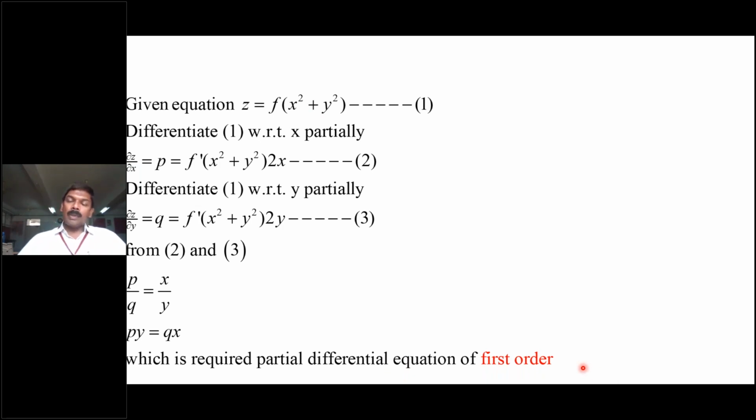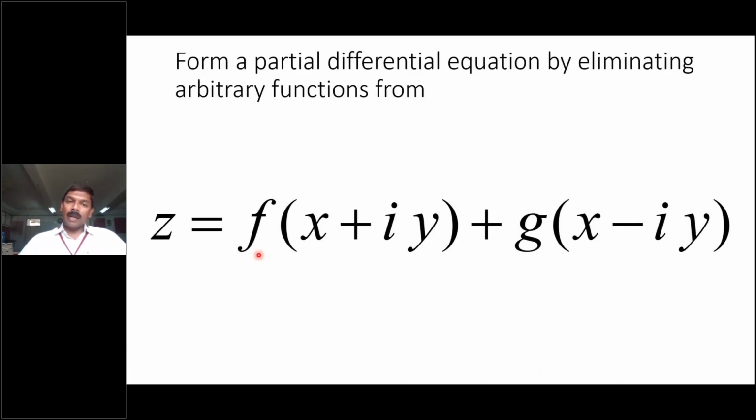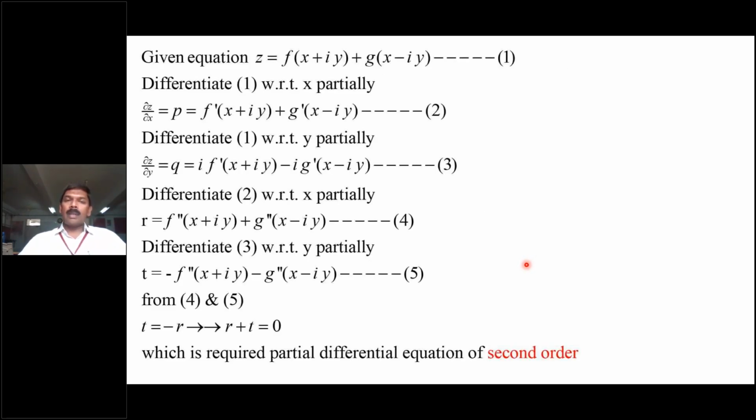Now let us take a problem with two functions. In this problem, we have two functions f and g. Let us see what happens. So this is the given equation. Differentiating first time with respect to x, we get equation number 2. Again differentiating with respect to y, we get equation number 3. But using 1, 2, 3, it's not possible to eliminate the functions f and g. So whenever elimination is not possible, we have to go for second order derivatives now.